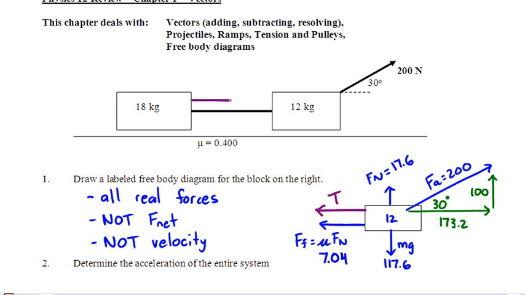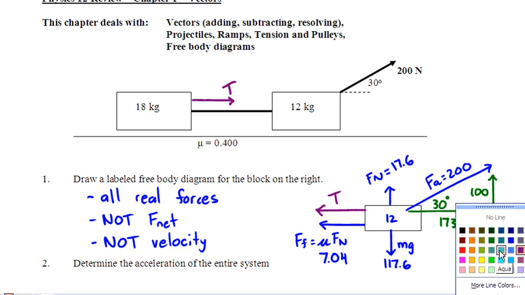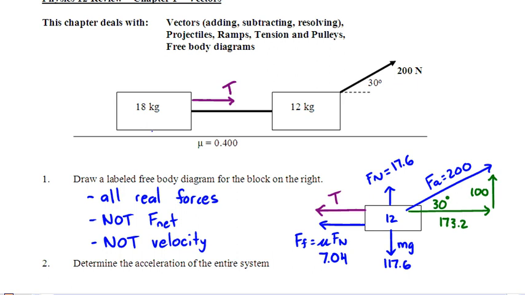There's the tension. It is exactly the same size as that tension we've just drawn on the 12. That's just Newton's third law working for you. Has to be an equal and opposite reaction force. There are going to be a couple of up and down forces here. This one, unlike the 12, which has that weird 200 pulling at an angle, doesn't have any weird rope pulling at an angle problems.